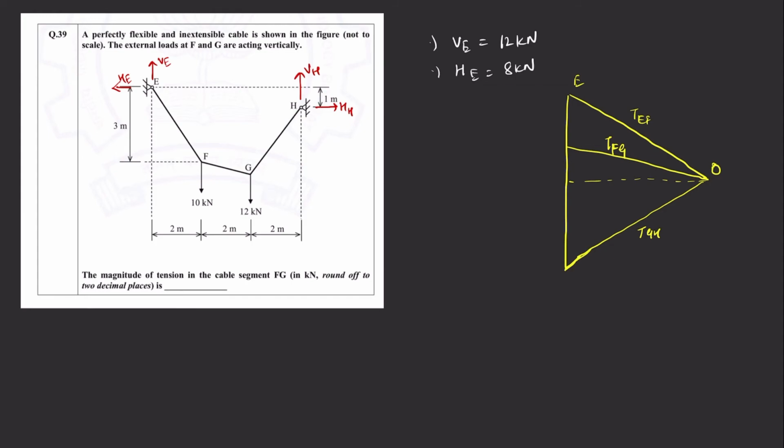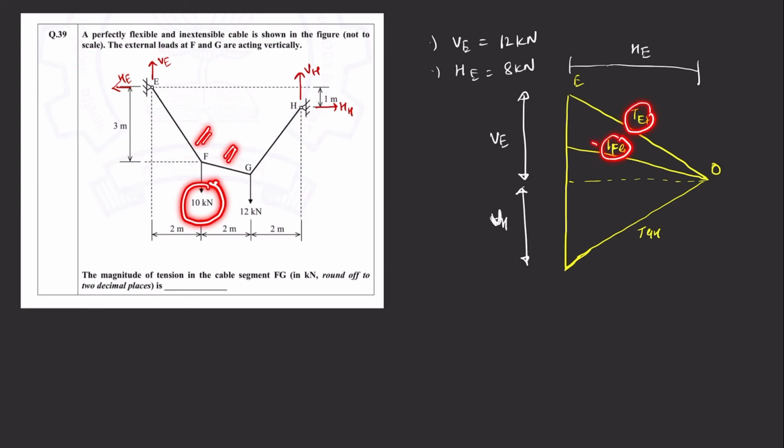Now we know that this is your VE, right? This is your HE, this is your VH. We can see this 10 kilonewton is at EF and FG cable. So this EF and FG, between this is the value of this. So this will be 10 kilonewton, right? And 12 kilonewton is acting on FG and GH. So this whole will be your 12 kilonewton, okay.